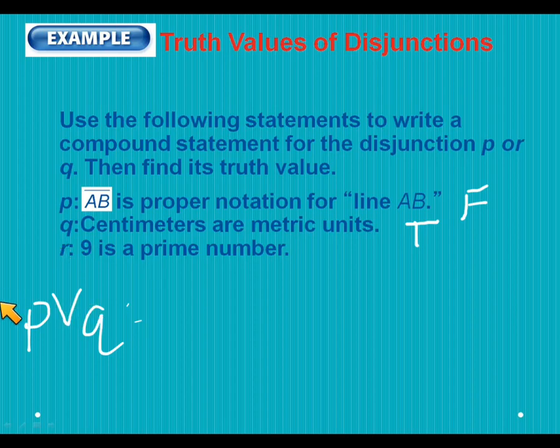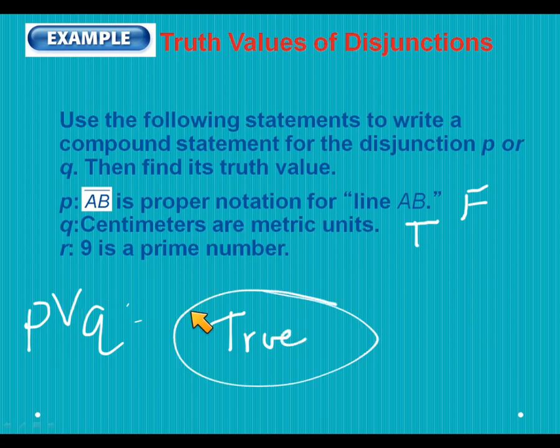So since I want the truth value of P or Q, unlike conjunctions where they both have to be true, since I use the word or, only one of them has to be true. So that means the truth value of this P or Q is true because one of them is true. That's because I used the word or. I didn't use the word and. So if both of them are false, then you would be right. It would be false. Right. If both were false. Good question.